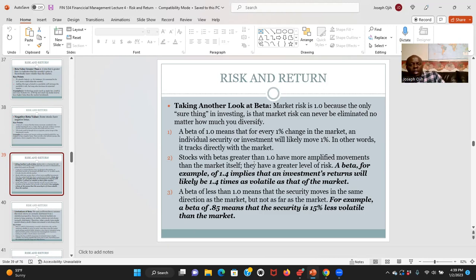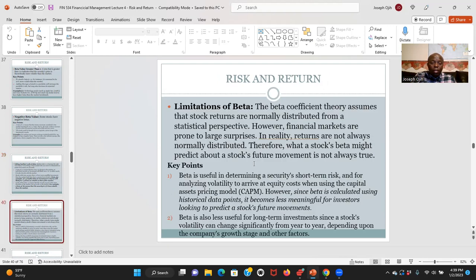Even though it moves in the same direction as the market, it moves slower, not as fast as the market. So I give an example here with a security that has a beta of 0.85. That means it's about 15% less volatile than the market. Okay. Now, beta has so many limitations.